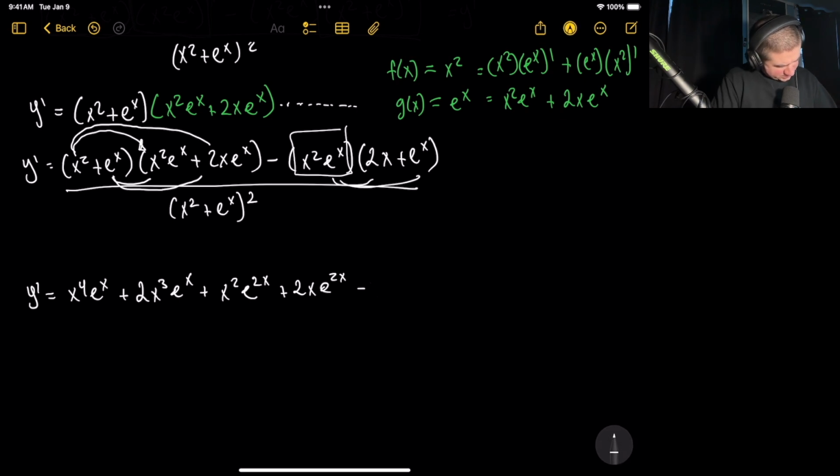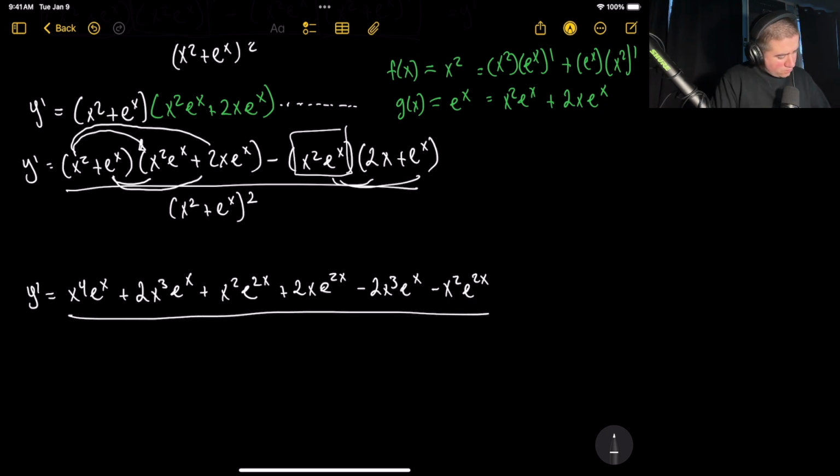So that's going to be negative 2x cubed e to the power of x, and then minus x squared e to the power of 2x. And that, of course, is going to be over x squared plus e to the power of x, squared.